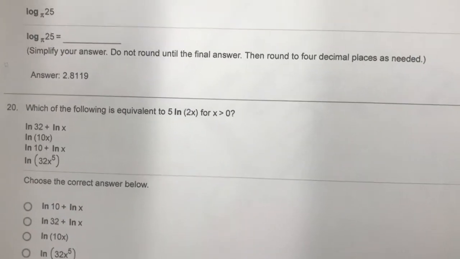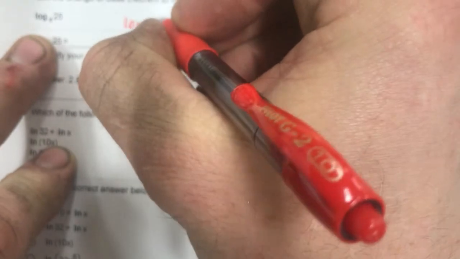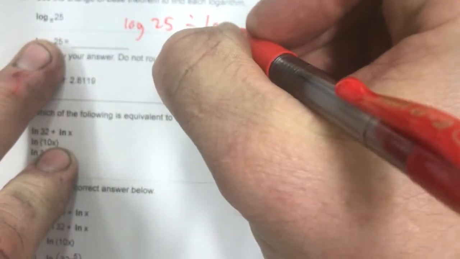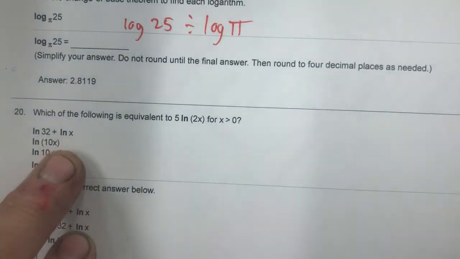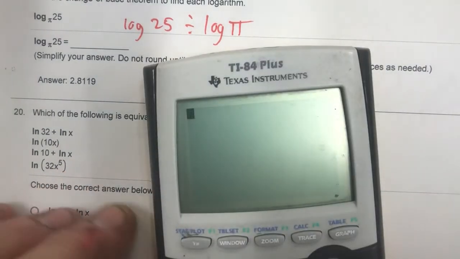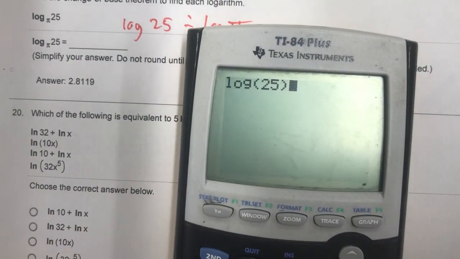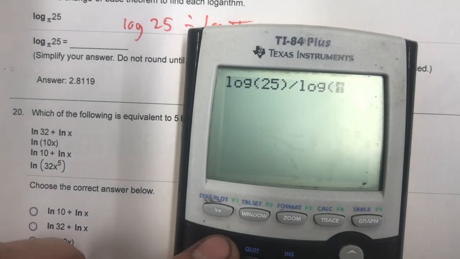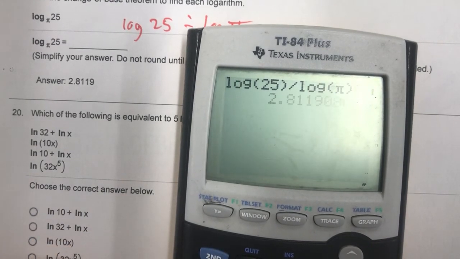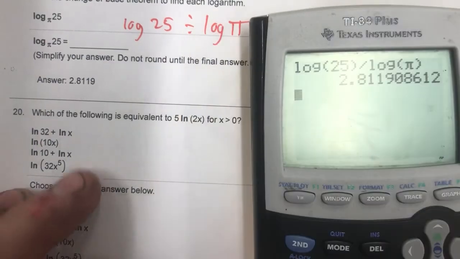We're almost done. Use change of base to do this one. So right here I'm going to do log 25 divided by log pi. Okay, let's type that one in. So log 25, close it up, divide by log pi. And 2.811 right there.